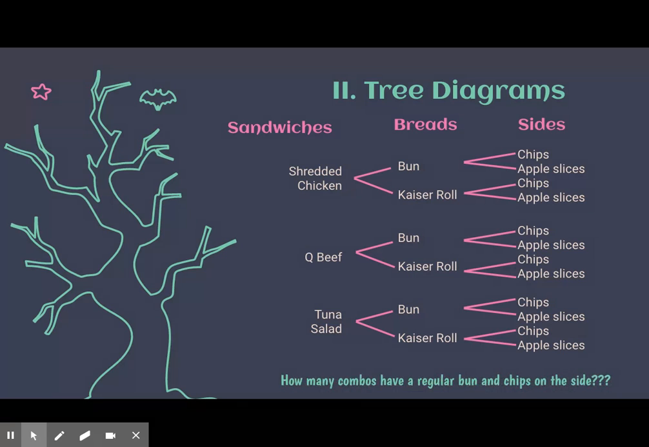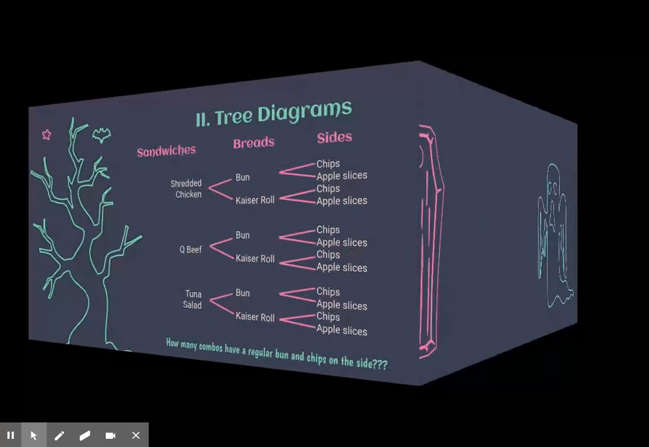But if we wanted to know a specific outcome, for example, how many combos have a regular bun and chips on the side, we look for the regular bun and follow it to the right and see how many of those offer chips. So we have 1, and then in the middle another bun and another possibility with chips, and down at the bottom another bun and a possibility of chips. So 3 out of 12, or 1/4 of the combinations, have a regular bun and chips on the side. Now this is a standard tree diagram. It's not a real hard one to make. Some of them are a little bit more challenging.